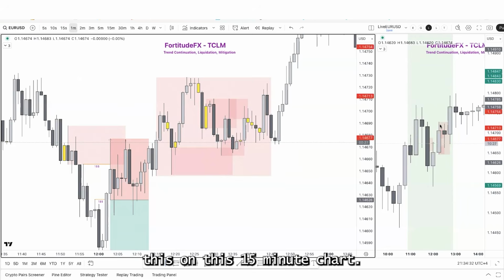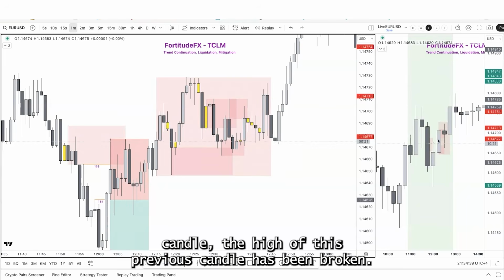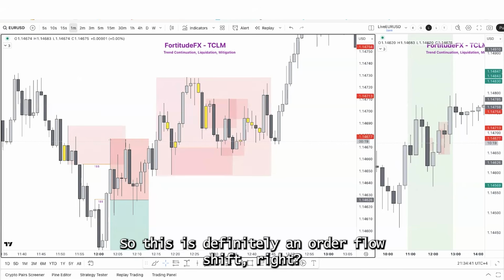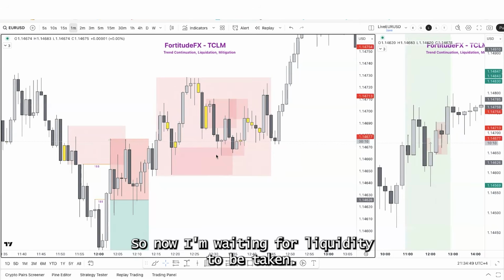On this 15-minute chart, this would be an order flow shift because the high of the previous candle has been broken. So this is definitely an order flow shift, right? Now, on the 1-minute structure, that is a structural change, right? So now I'm waiting for liquidity to be taken.